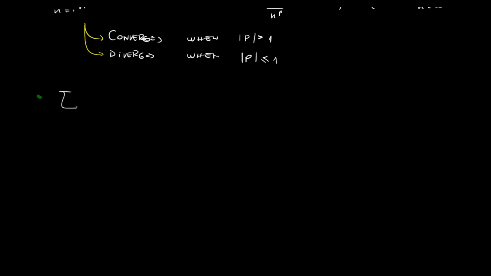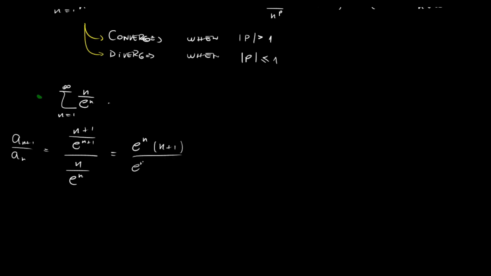We have the series of n divided by e to the power n. So again, we're going to study a sub n plus 1 divided by a sub n. This is n plus 1 divided by e to the power n plus 1, divided by n over e to the n. This is e to the n times n plus 1 divided by e to the n plus 1 times n.